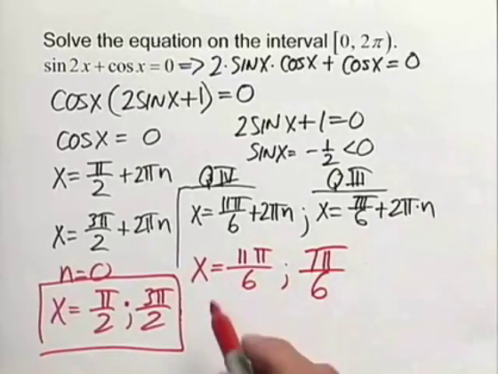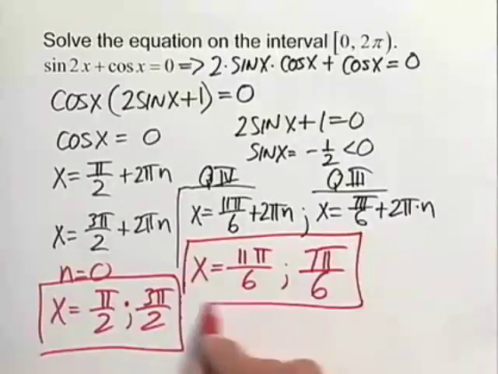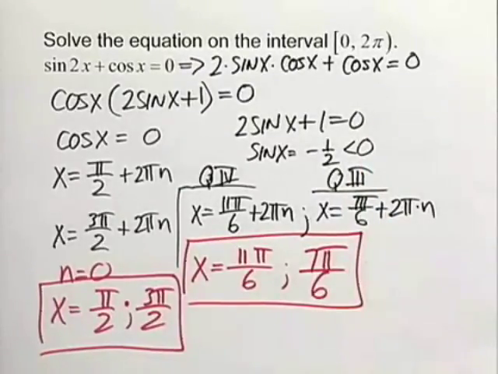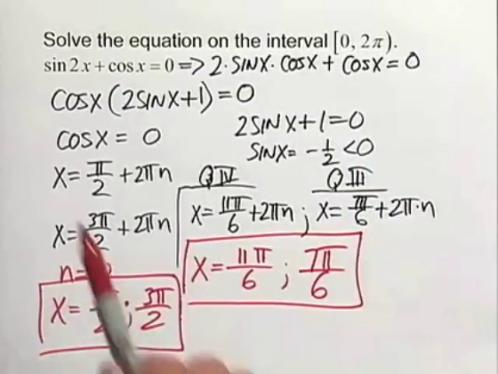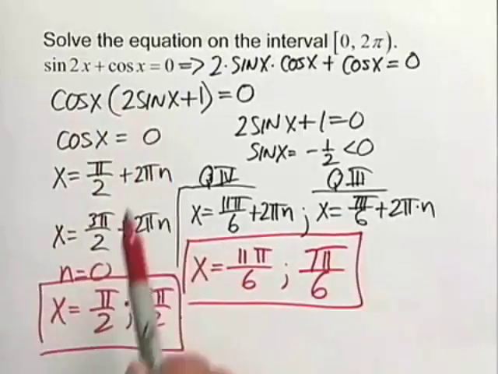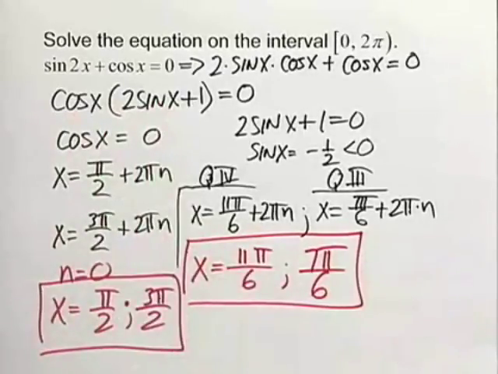So we've done it now. We have our four solutions for this equation that lie between 0 and 2 pi radians, and now we're finished. The sine of 2x plus the cosine of x equaling 0 has the four solutions you see in red.